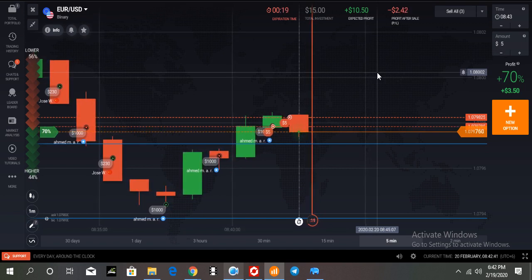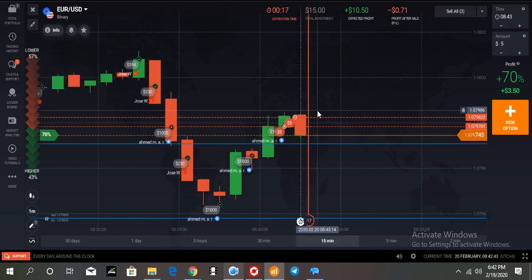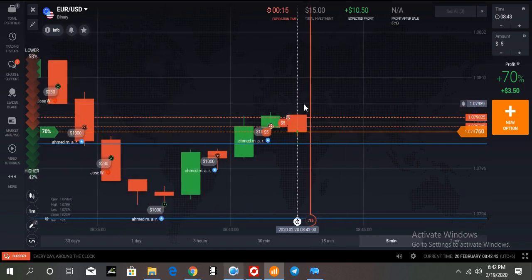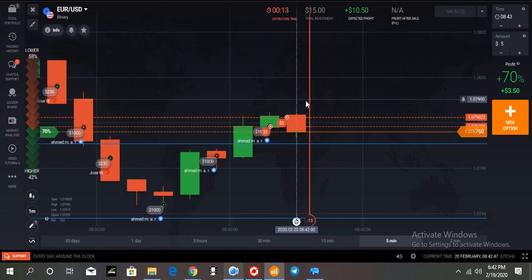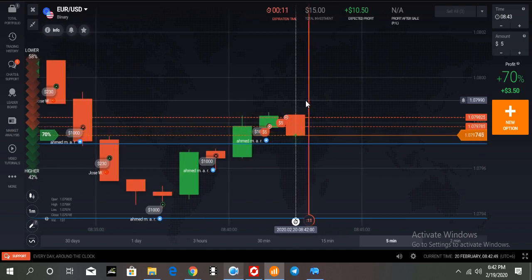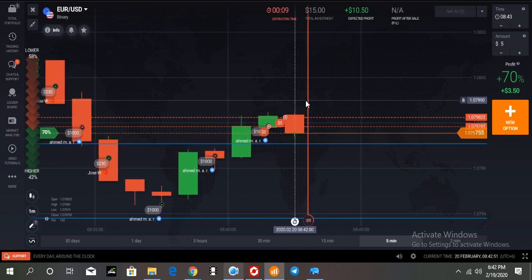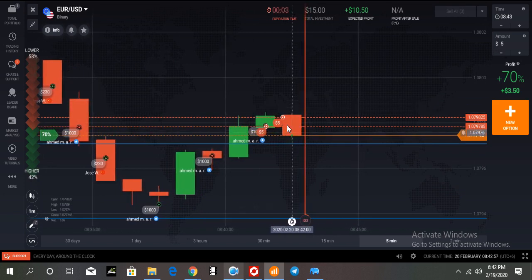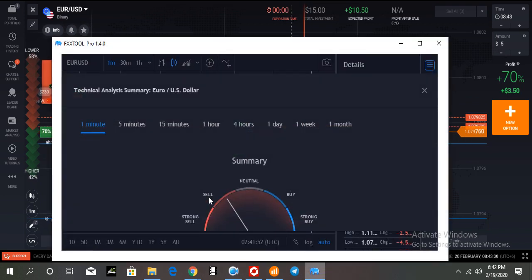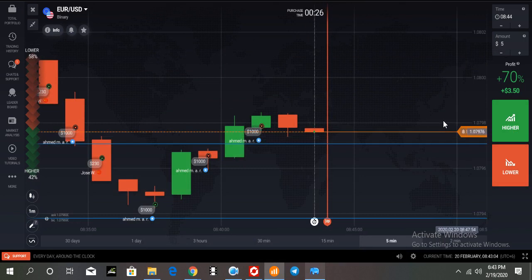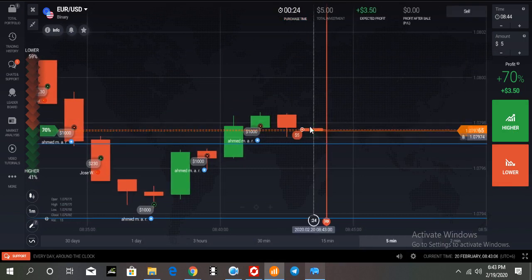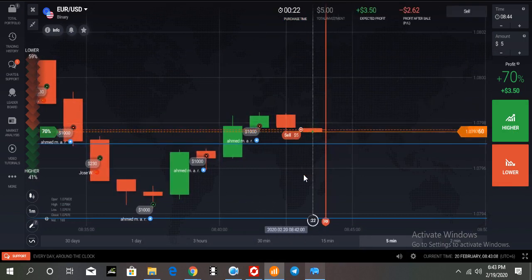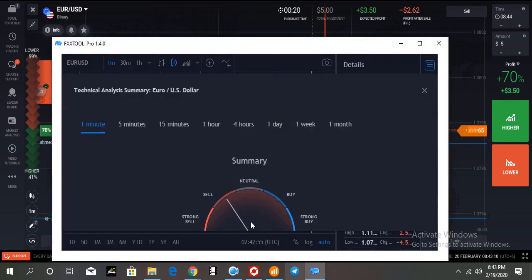So you can see I'm sure I win two trades here. That means we get a double win here. The next signal is also a put signal, so I'm entering a put again here.